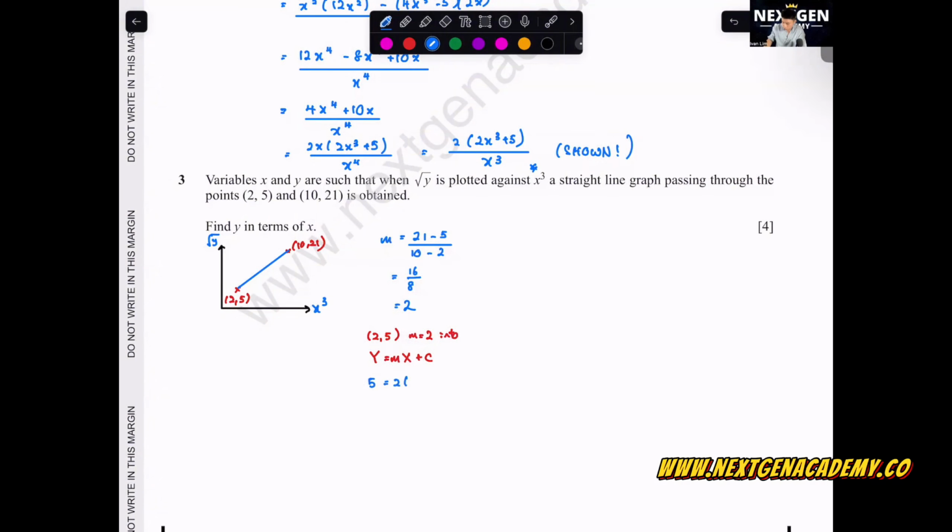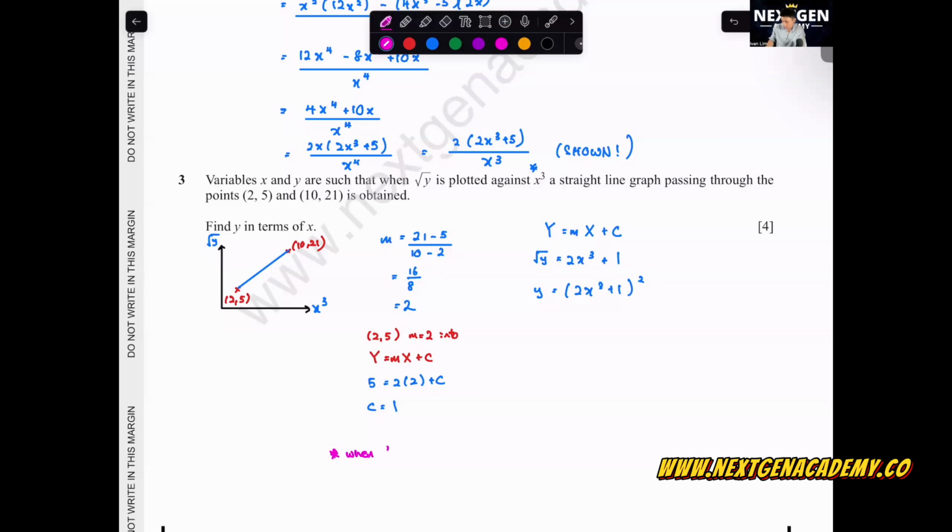So 5 equals 2 times 2 plus c, so c equals 1. Only in the third step do you convert. Y equals mx plus c, then we write it as square root y equals 2x cubed plus 1. They want y, so your square root now becomes a square. Y equals bracket 2x cubed plus 1, squared. Don't do anything extra. You don't need to open up the bracket. We just leave it like this. So you can make a remark here.